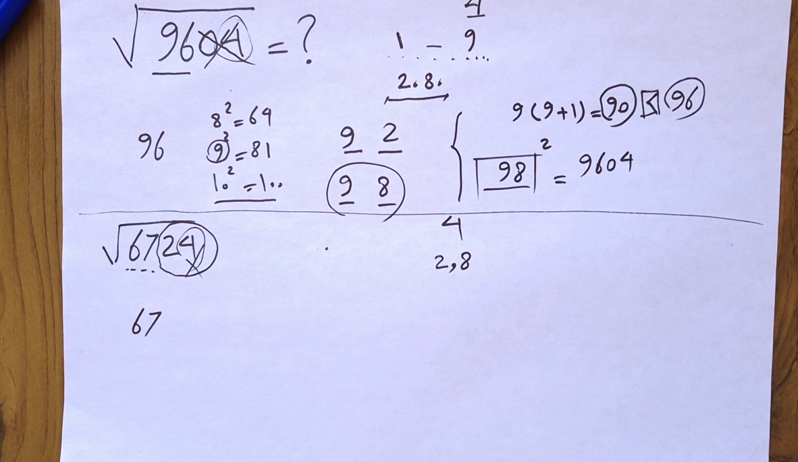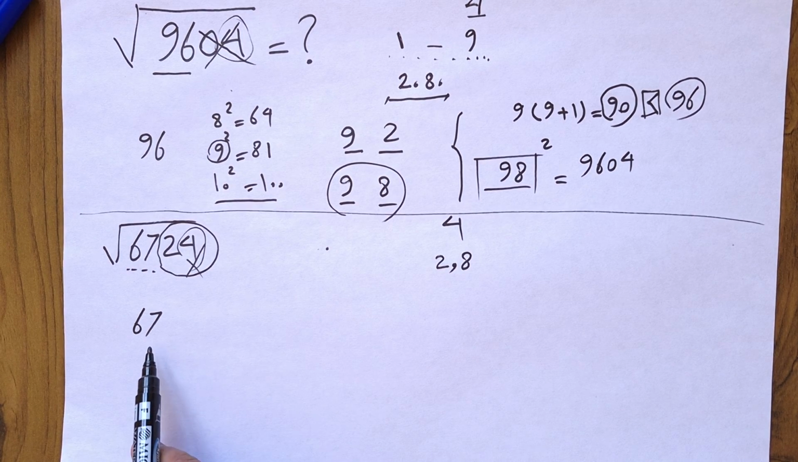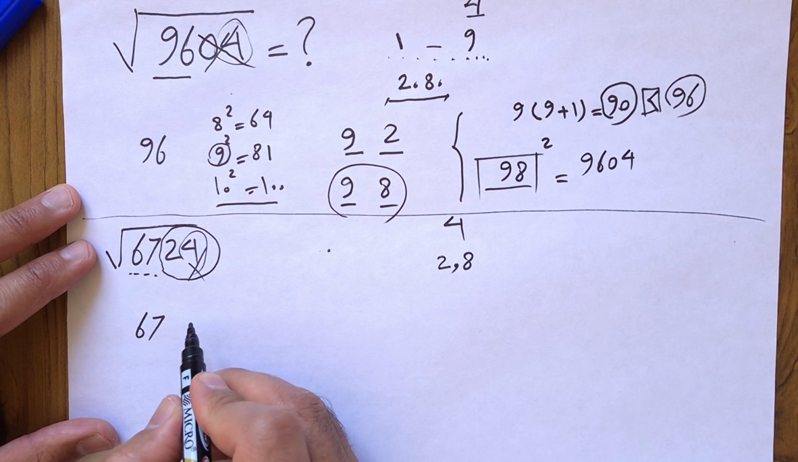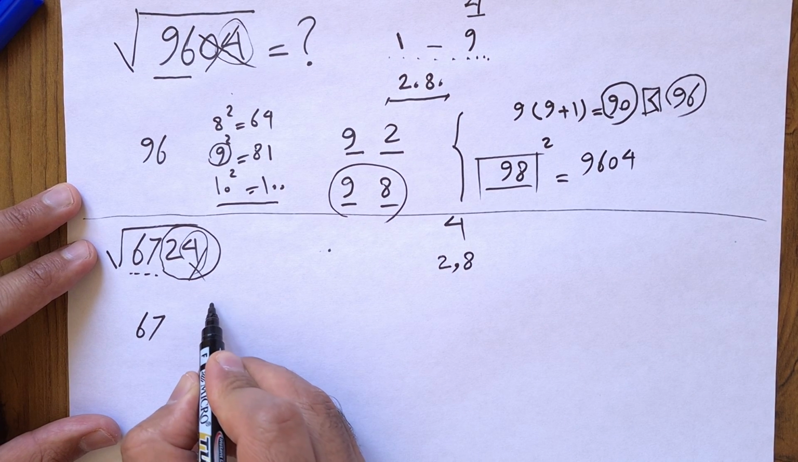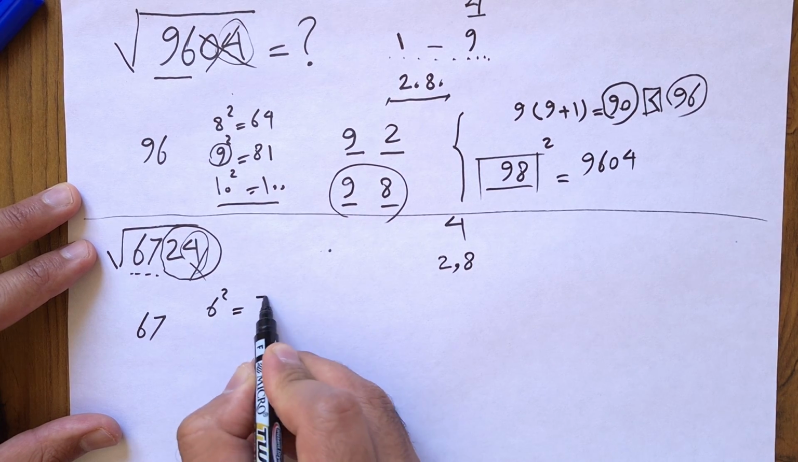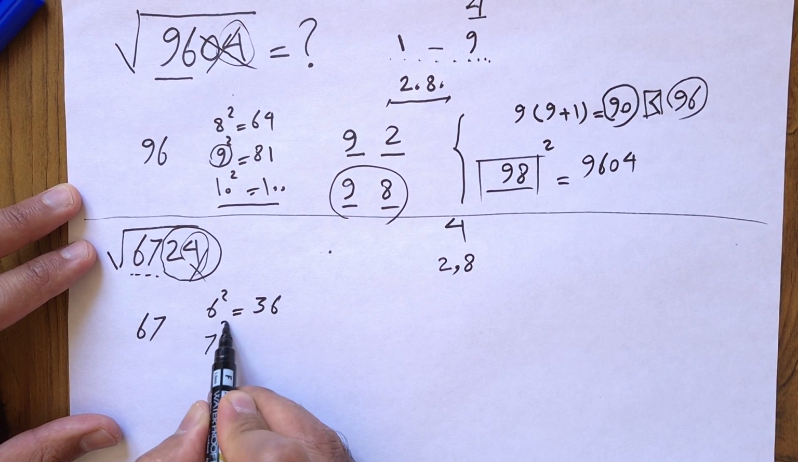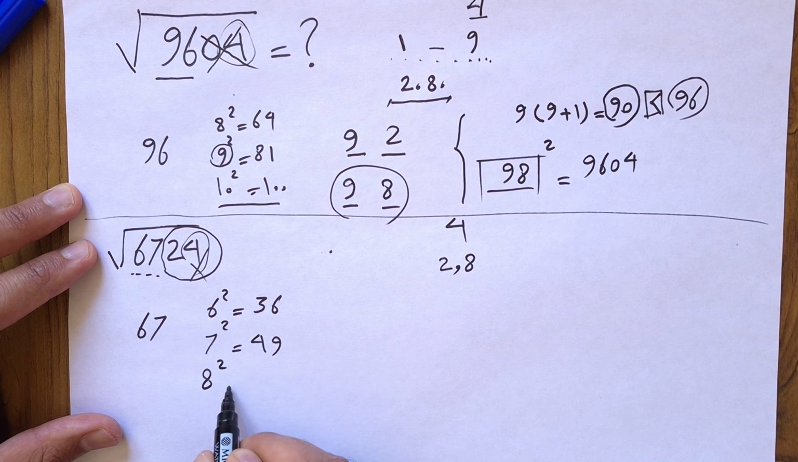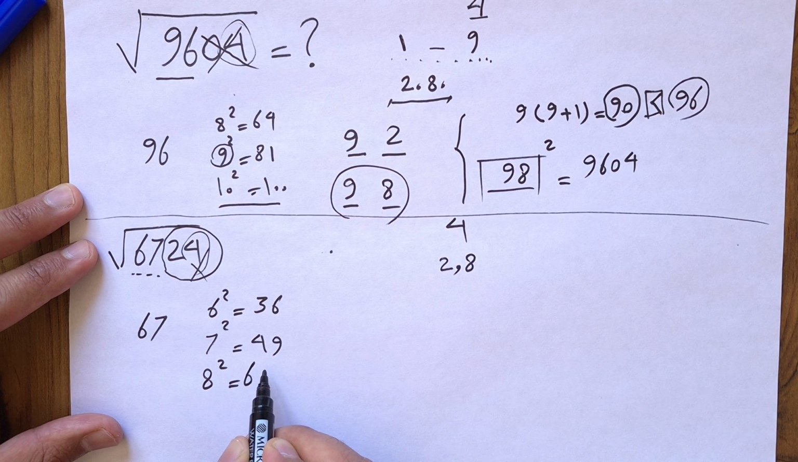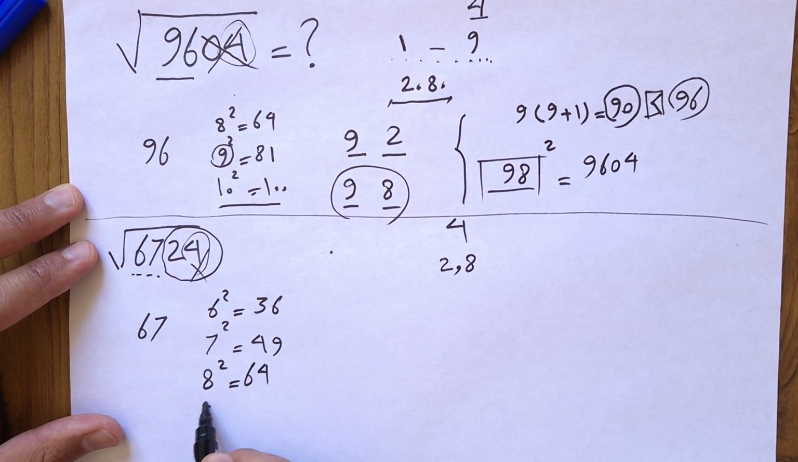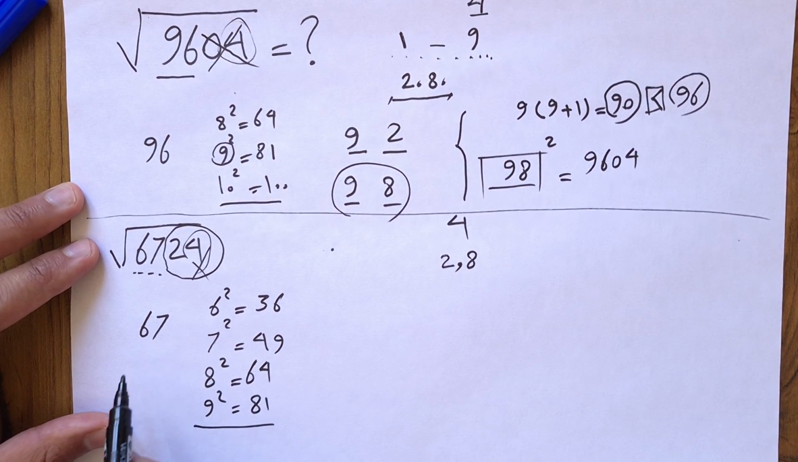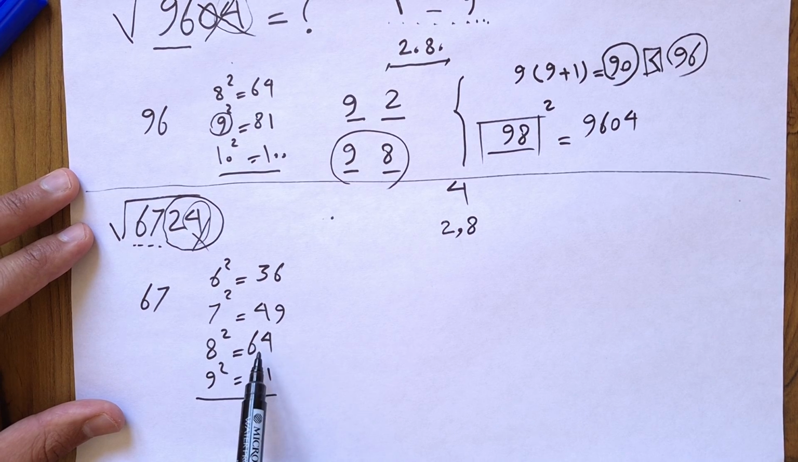Let's find a number whose square is closest to 67, and it must be equal or less than, not bigger than 67. So for example, 6 squared is 36. 7 squared is 49, and 8 squared is 64. 9 squared is 81. So 81 is bigger than 67. So we're going to stick to 8 squared, which is 64.